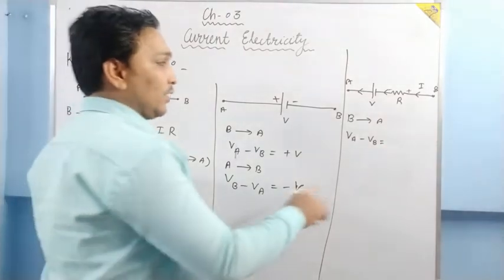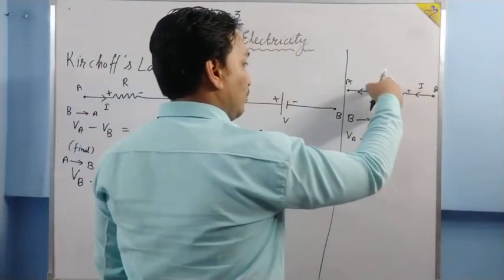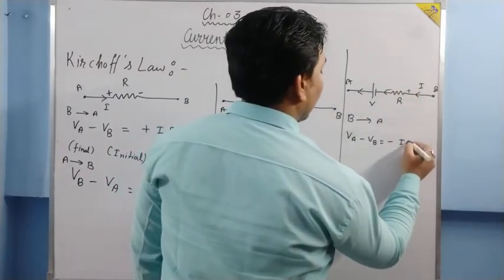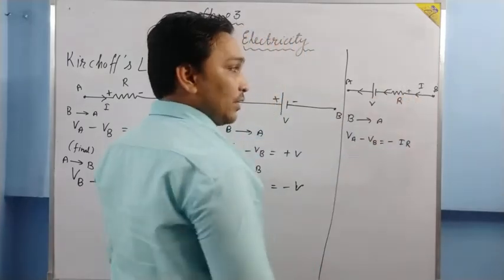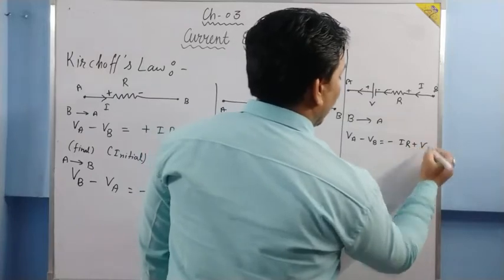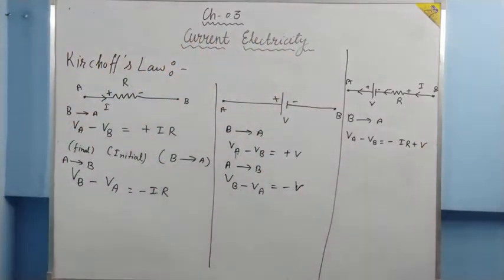Now VA minus VB will be given as, we are moving from B to A, we are moving from plus to minus. What should we write? Minus IR, because from plus to minus we are moving. And then for the cell we are moving minus to plus. What should we write? Plus V. So this is the potential difference between point B and A. Basically we are writing VA minus VB. This is how we write the potential difference between 2 points.